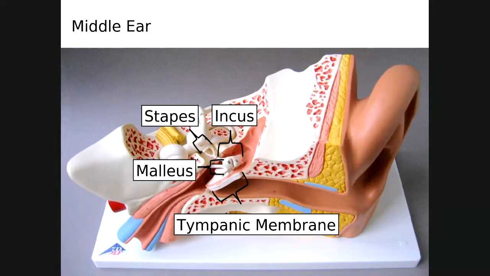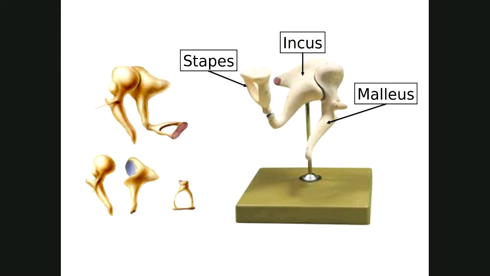So here are those three bones, the malleus, the incus, and the stapes.